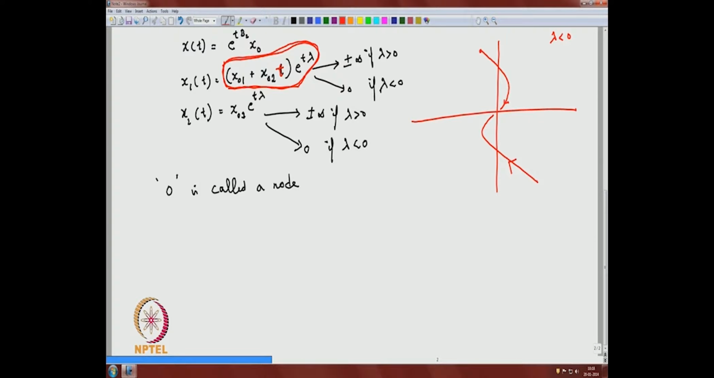On the other hand, for lambda positive, the trajectory will be similar, but if you start from here, the trajectory may go like this. The same behavior will be there, only it will go to infinity. It depends on the initial values. So, in the neighborhood there may be a difference in motion, but eventually either it will go to 0 along a curve given by this x1 of t and x2 of t.